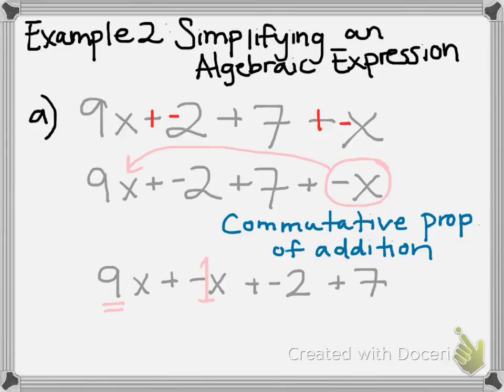They have different signs, so you're going to find the difference, keep the, very good, sign of the larger number. So the difference is 8. And I'm going to keep the sign of the larger number, which is positive here, because the 9 is larger and it's a positive. So positive 8x, please do not forget the variable or you would change the number completely, plus negative 2 plus 7.